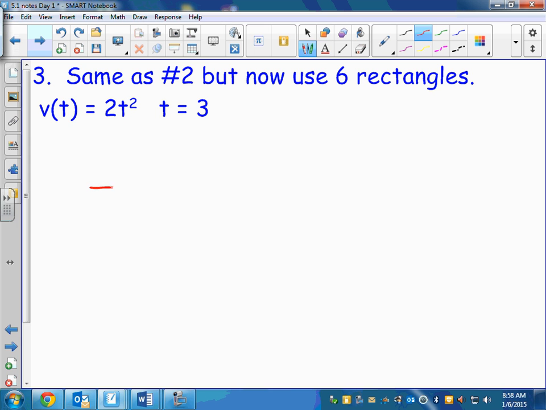So what I do is I draw the x-axis or the t-axis, and I say, okay, from 0, 1, 2, 3. Let's figure out how I could get 6 rectangles, what the widths would be, and then what numbers I'm plugging in to find my height. Last time we did 3 rectangles, it was just 1, 2, 3. So if I want 6, do you agree I'm just going to cut each one of these in half? So that would be 1 half, 3 halves, 5 halves. And if you want to draw the whole thing, draw the whole thing. I'm just trying to save you a little bit of time.